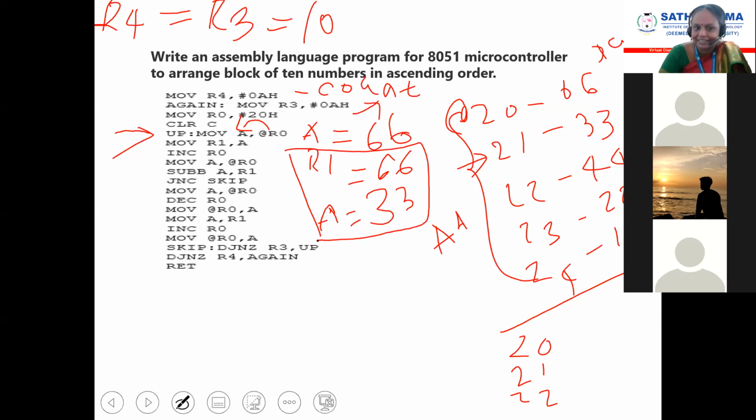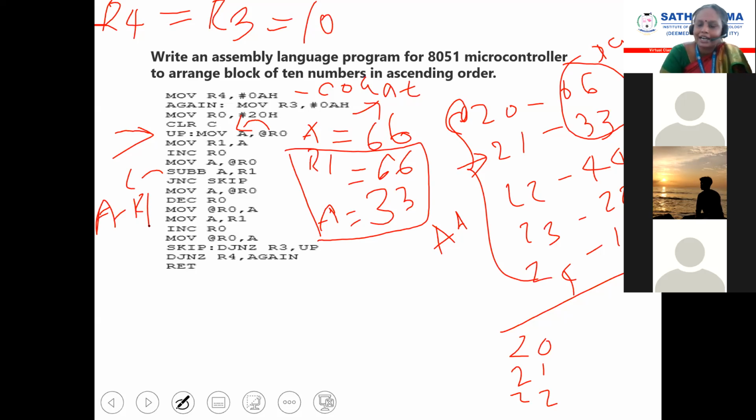So I am going to compare the R1 and accumulator values. R1 is 66, accumulator is 33. These two values I am going to compare first. Okay, now SUBB A, R1. SUBB A, R1 means what? A minus R1. So I am subtracting the register from the accumulator.